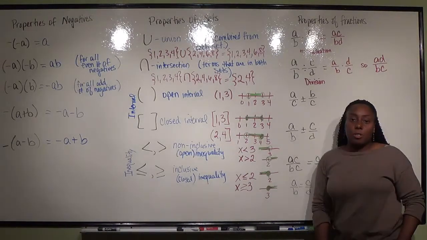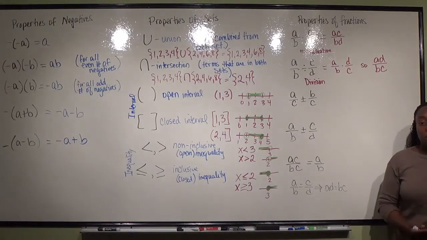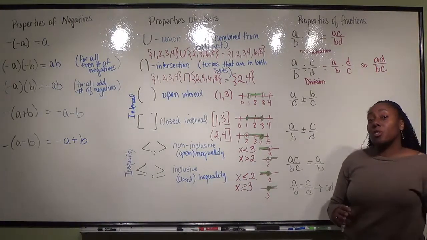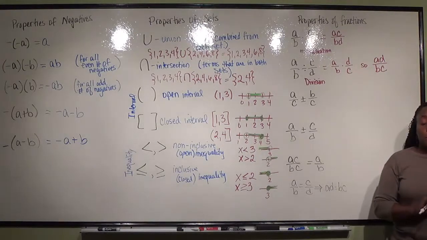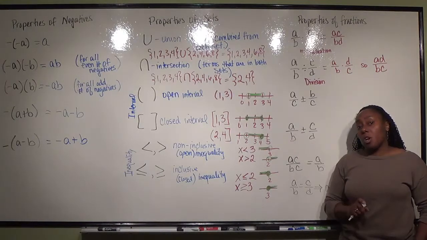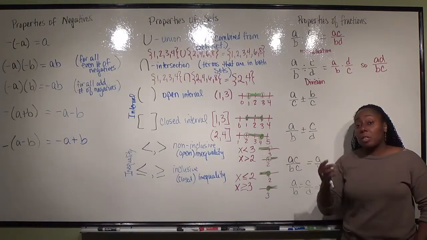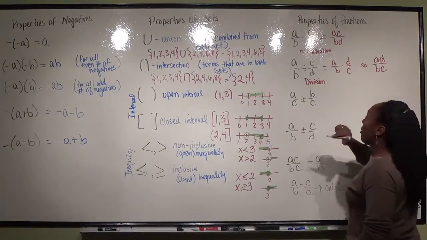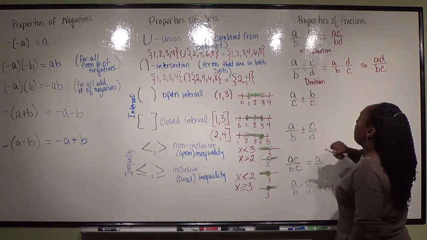Now for addition and subtraction, we have two separate properties. And it depends on what your expressions look like to determine which property you're going to use. The first is if my fractions have the same denominator, or if they can be reduced to have the same denominator. Then the addition or subtraction is simply working with the numerators.